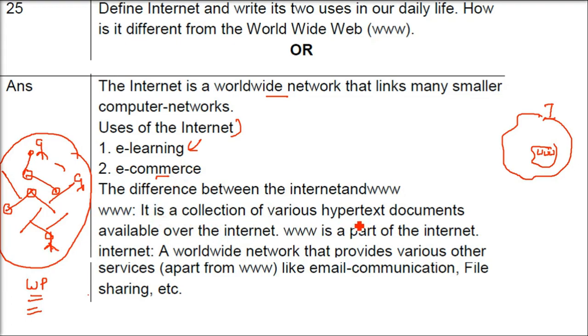So the difference between the internet and the WWW is that the WWW is a collection of various hypertext documents available on the internet. So the WWW is indeed a part of the internet. Basically, you have to talk about hypertext documents. The internet is very wide, a big giant network, a worldwide network that provides various other services, not only the WWW, such as email communication, file sharing, and file transfers. There are so many.